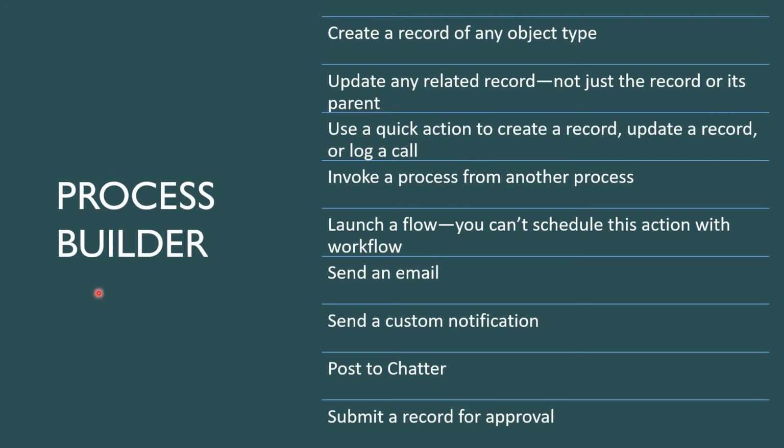Essentially, using Process Builder, you can create records of any object type, whereas for a workflow rule, it is not possible to create records; only a field update on the current record can be done. You can update any related record, not just the record or its parent. So field updates are also more flexible in Process Builder. You can use a quick action to create a record, update a record, or log a call. You can invoke a process from another process, or you can launch a flow. You can't schedule this action with workflows.